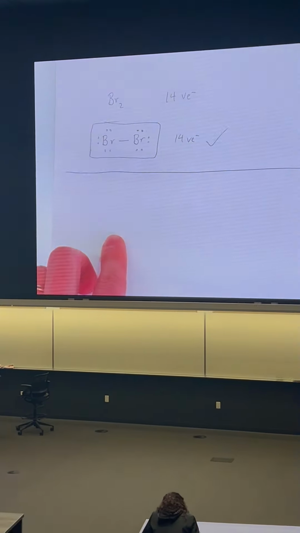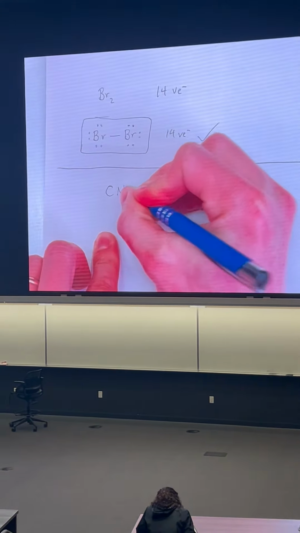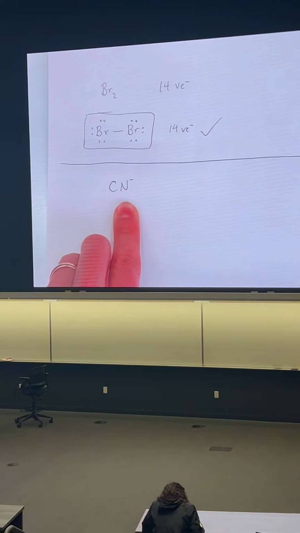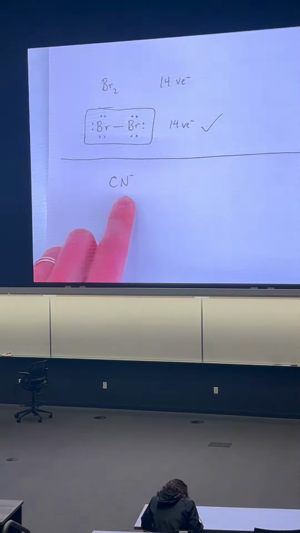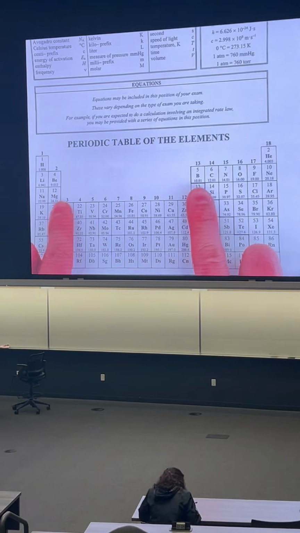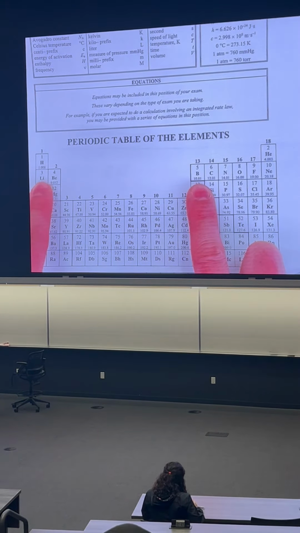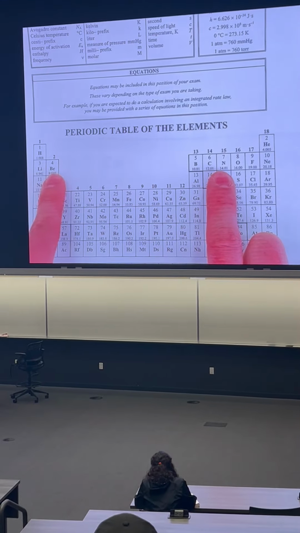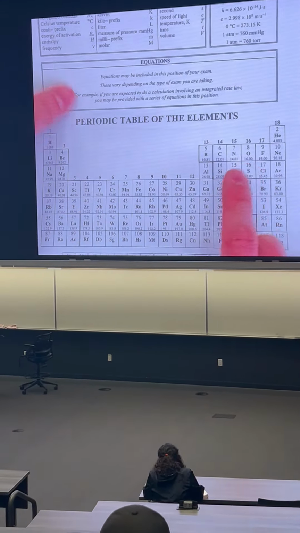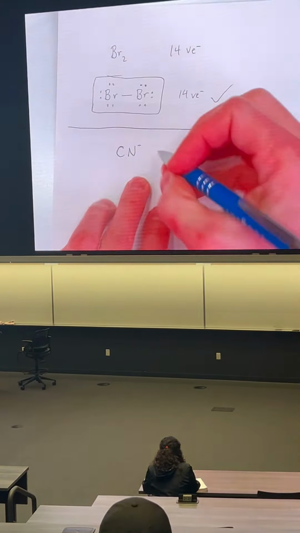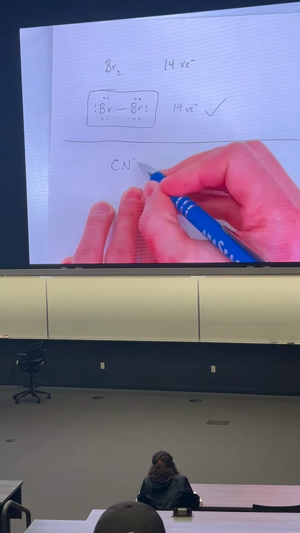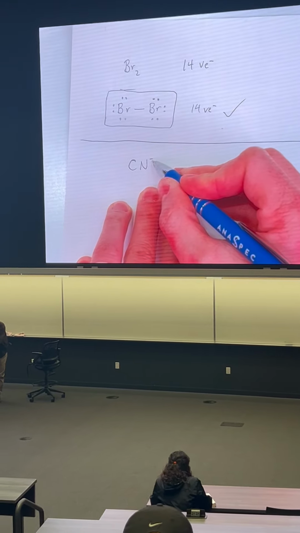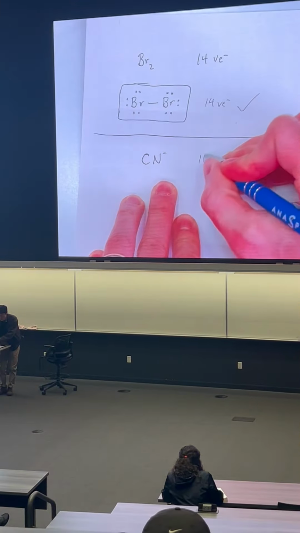The second one is CN minus. So this is a cyanide. Let's first determine the number of valence electrons. 1, 2, 3, 4 for the carbon, and then 1, 2, 3, 4, 5 for nitrogen. So we have 9 electrons, but then we add 1 electron here. So we have 10 valence electrons.